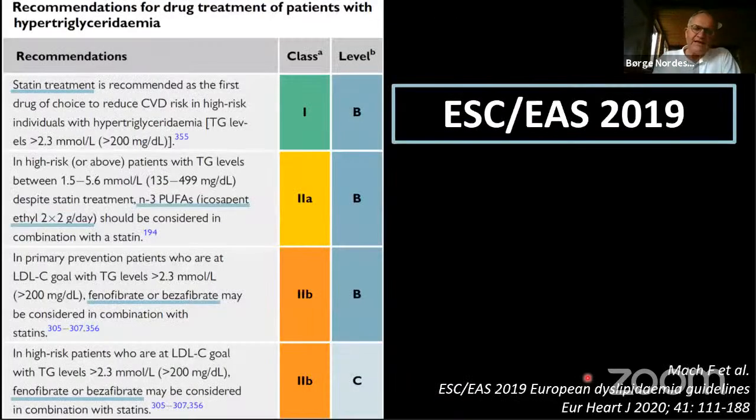So from the European guidelines, ESC/EAS guidelines 2019, Francois Marc published in 2020, what they say about recommendations for drug treatment for hypertriglyceridemia is that class 1B is statin treatment. This is what you should use, and that's if triglycerides are above 2.3 or 200 milligram per deciliter. Then you can, in some circumstances, in high-risk patients with triglyceride levels between 1.5 and 5.6, despite statin treatment, use N-3 PUFA icosapent ethyl 2 times 2 grams per day. This is because of the REDUCE-IT trial. And then there are also some situations where they advise fenofibrate or bezafibrate, with less weight compared to the other two ones.